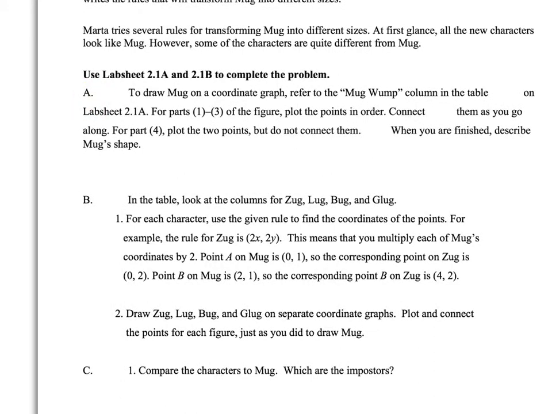A says, to draw Mug on a coordinate graph, refer to the Mugwump column in the table on lab sheet 2.1a. For parts 1 through 3 of the figure, plot the points in order. Connect them as you go along. And for part 4, you're going to plot the 2 points but do not connect them. When you're finished, describe Mug's shape.